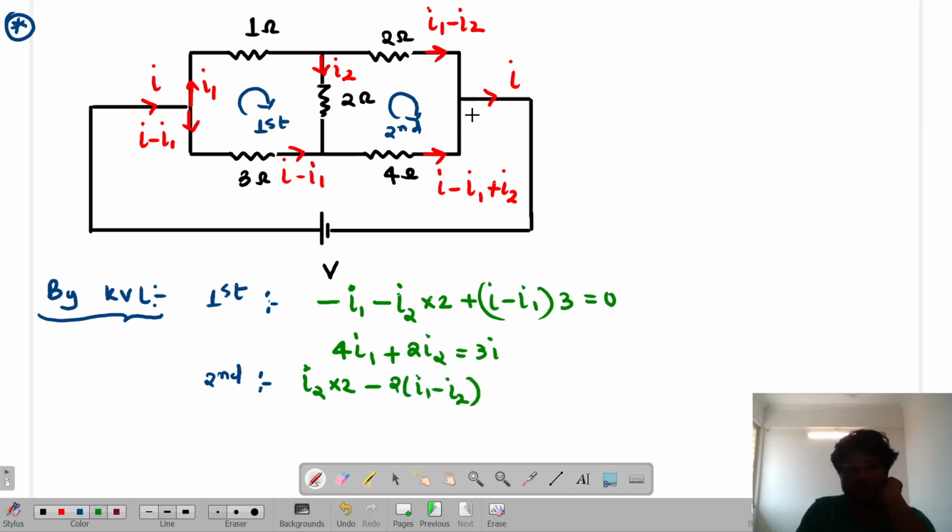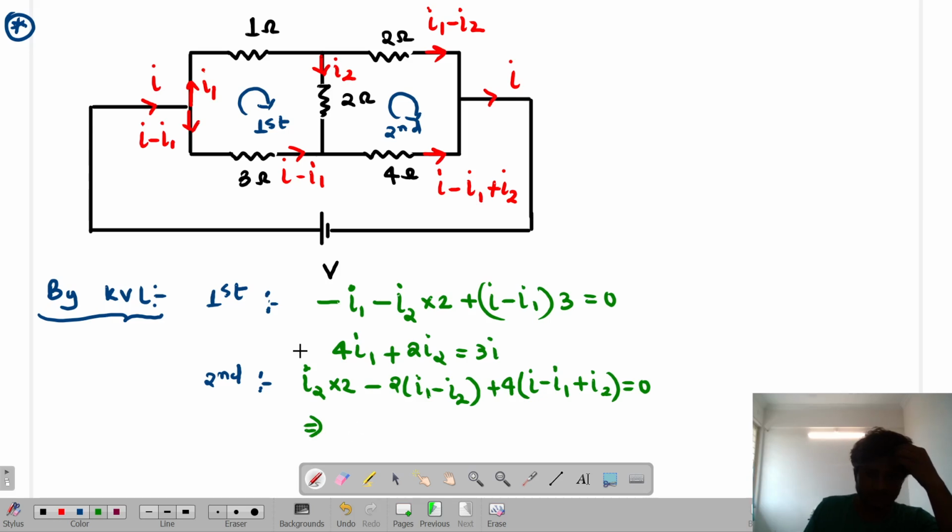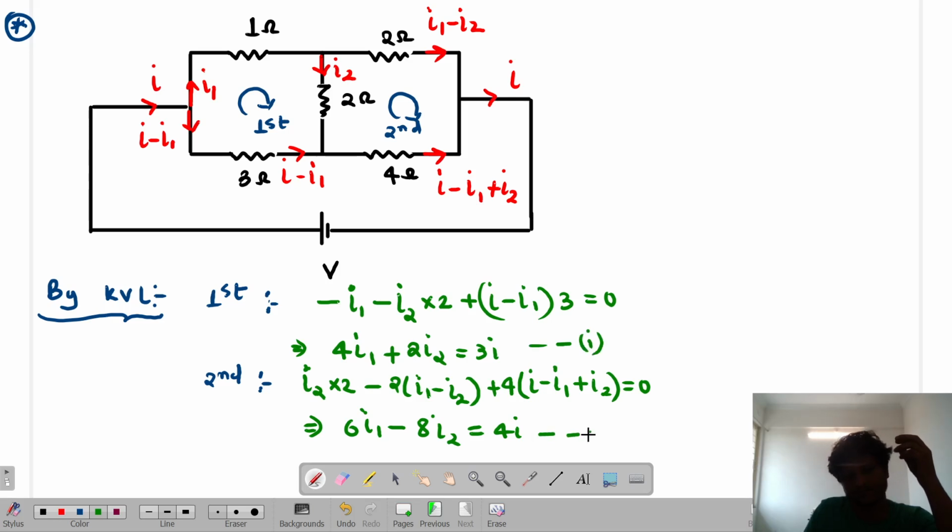Minus I2, isn't it? And then once again opposite, sorry, plus 4 is equal to how much? 0. What does this equation result into? You will see that this results into 6I1 minus 8I2 is equal to 4I. Can you check this? Check this equation.